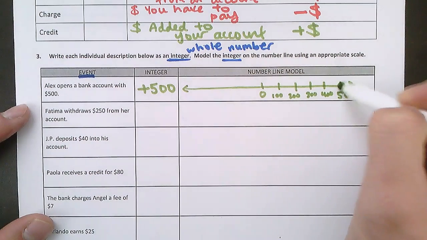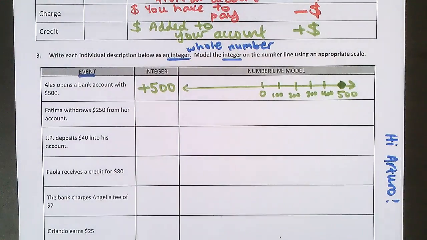And then plus 500 is right there. Put a point. And let's do one more example before pausing and trying on your own.